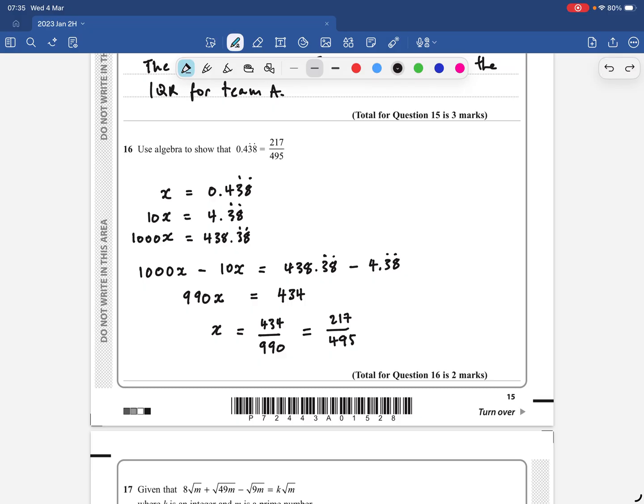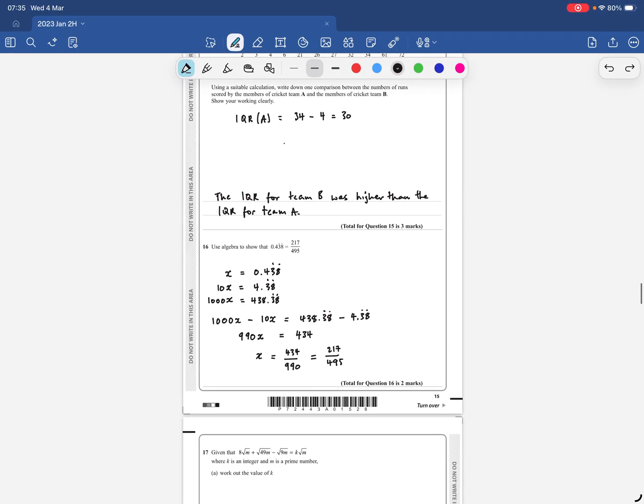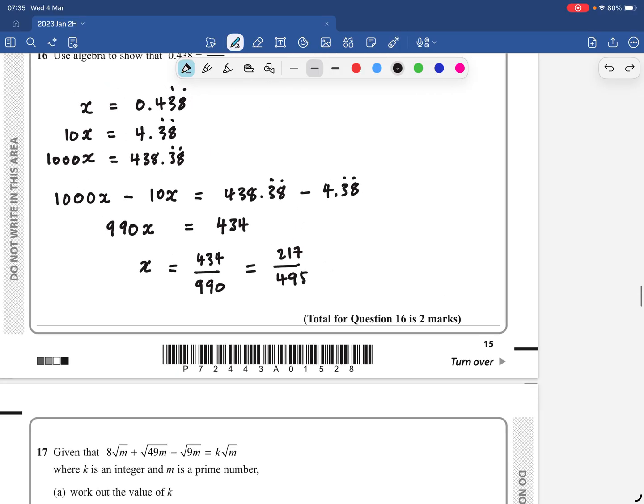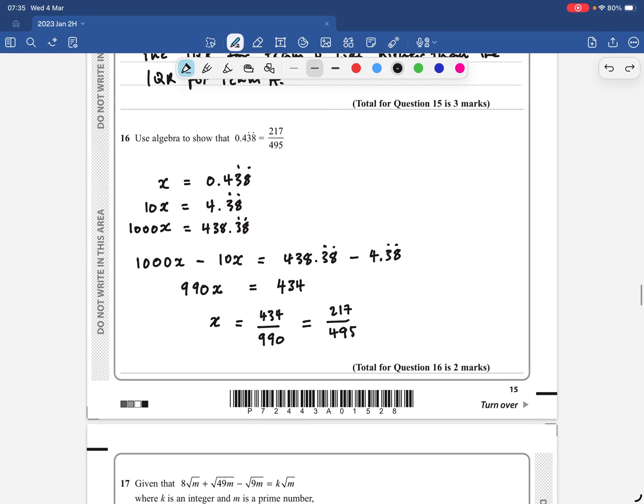Sometimes they will ask, write it as a fraction, and then I think it is a good idea to put that into your calculator because you wouldn't necessarily know whether or not this can be simplified. Your calculator will instantly simplify it for you. But since that was what they asked for here with this number, I'm happy that that's right.